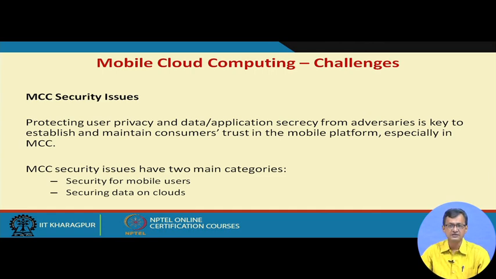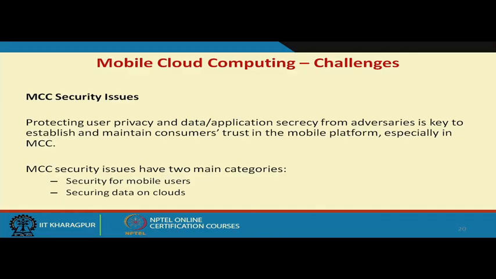There are several challenges. One major challenge, as we see in other cases also, is security issues, right. So, protecting user privacy and data application secrecy from adversaries is key to establishing and maintaining consumer trust on the mobile platform, especially in the case of mobile cloud computing, right. So, how my data processing is protected from other adversaries or attackers is important. Otherwise, at least when I work on the devices, I somewhat have a much larger trust in the devices, but once I offload, I do not know what is happening. And in most cases I am not subscribing to the cloud itself, I am subscribing to the service provider and the whole paradigm, right.